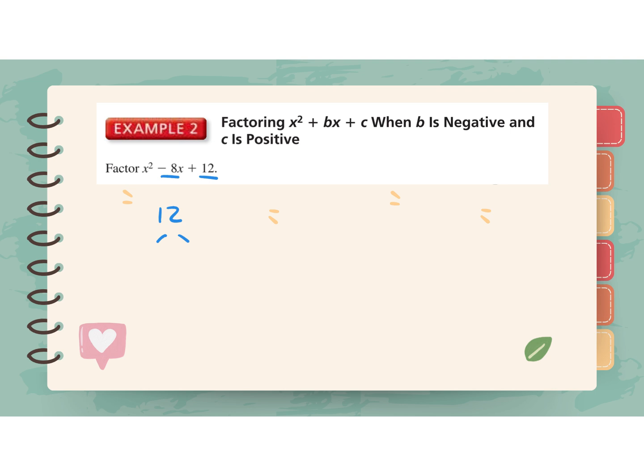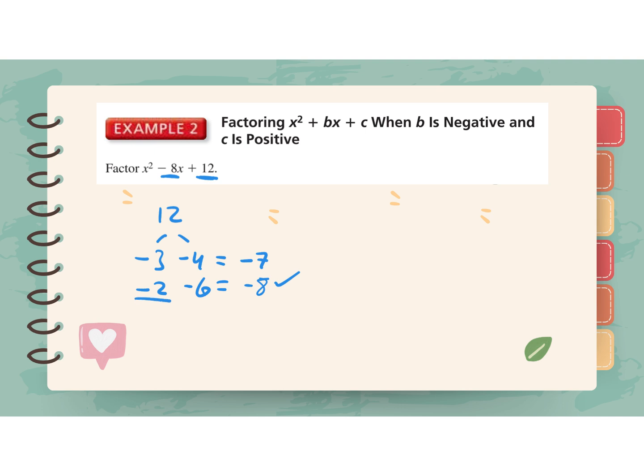Keep in mind, when c is positive, like it is here, your two numbers, your p and your q, are going to be the same sign. So either both positive or both negative. So let's do, I don't know, negative 3 and a negative 4. If I add these together, I get a negative 7. Let's do a negative 2 and a negative 6. If I add these together, I get a negative 8, and that is my middle term.